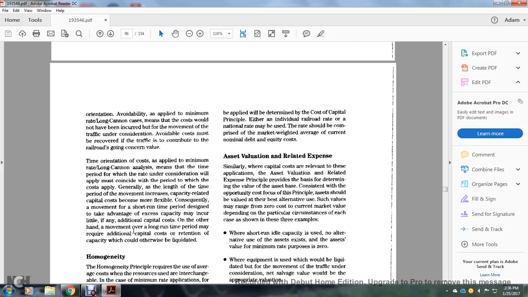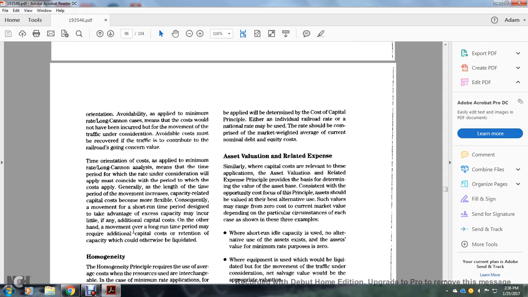The time duration of the cost applied with the minimum Long Canon system means the period with the rate under consideration would apply coincides with the period with which the cost is associated. Generally, as the length of the time period of the movement increases, the capacity-related capital cost becomes more flexible.